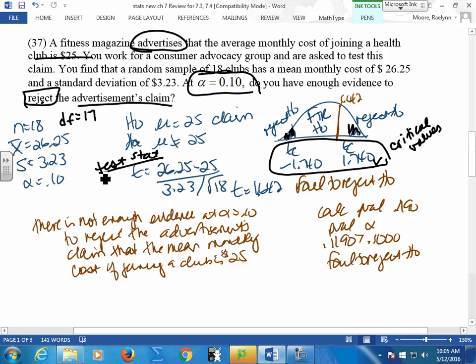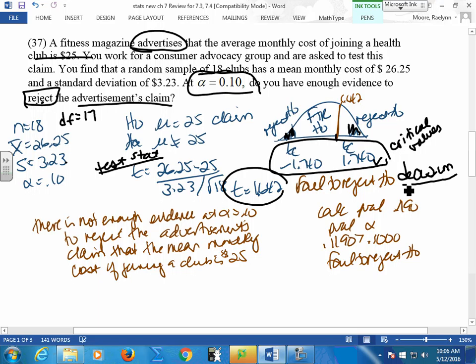Take my sample mean minus my population mean, divided by my sample standard deviation divided by the square root of how many are in my sample. I get my test statistic. Then I need to see, where does this fit? This fits right here. It falls in my fail to reject H0 zone. This is my decision.